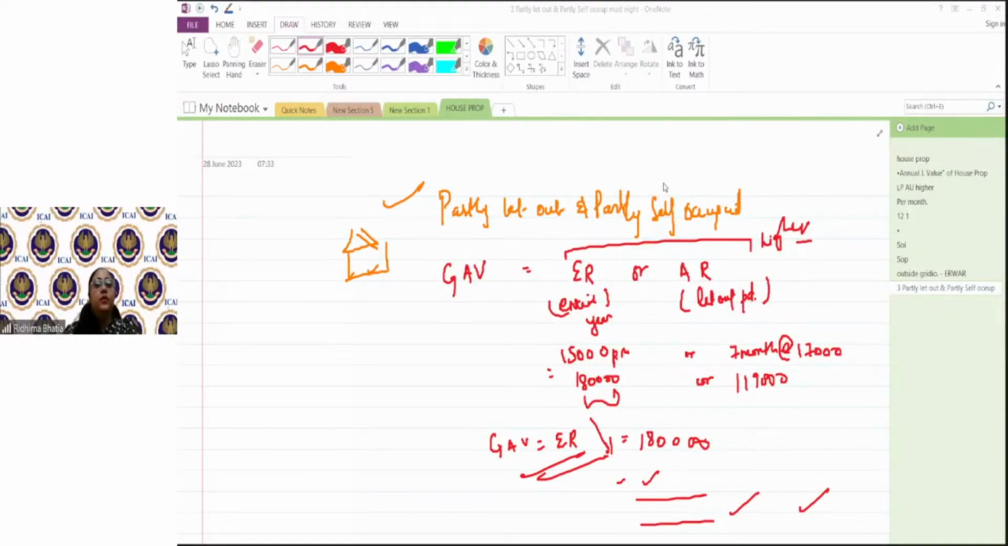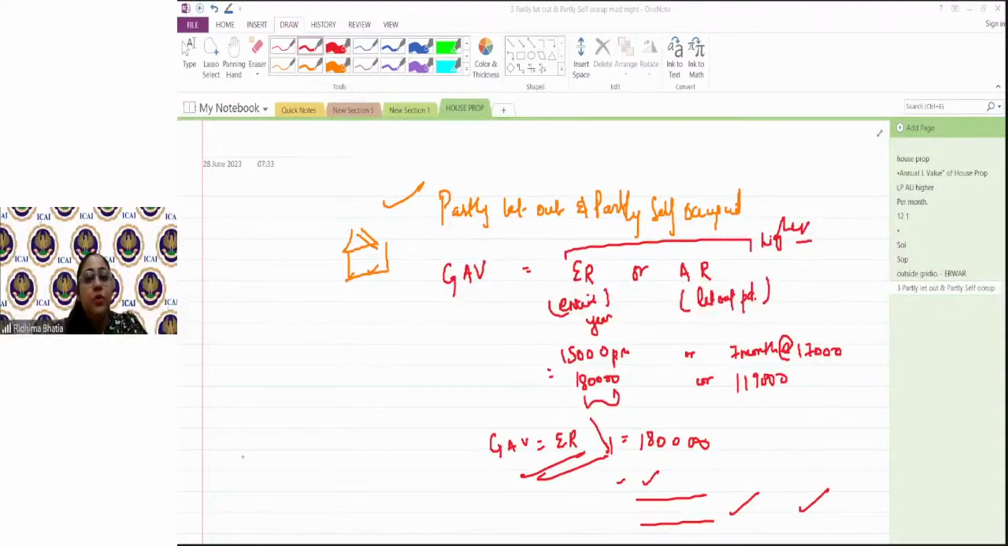Amit Kumar, again, see the scenario. A portion is let out and the portion is self-occupied, or we're talking about the same house which for the year, for some part is let out and for the year for some part is self-occupied. अगर for the year वाला concept है तो ये gross annual valuation चलेगी, which we saw.